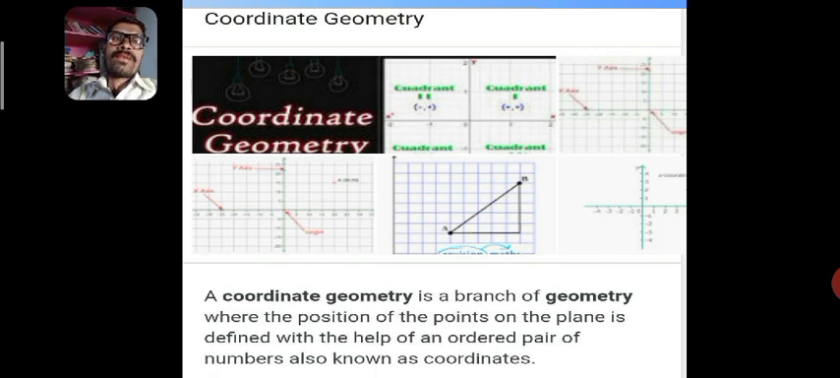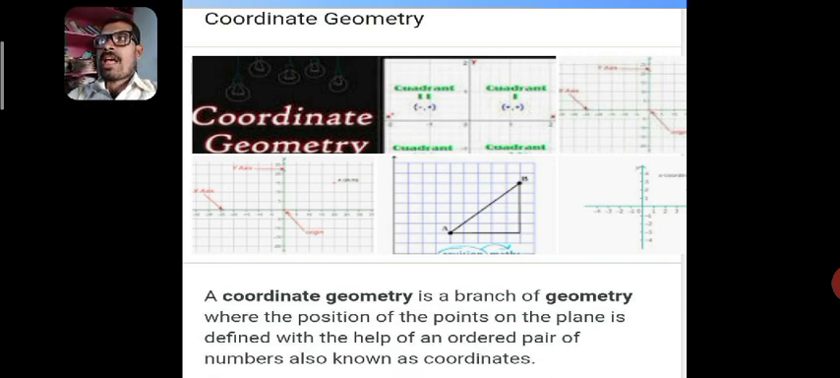The meaning of this coordinate geometry is it is a branch of geometry where the position of the point on the plane is defined with the help of an ordered pair of numbers. They are known as coordinates.